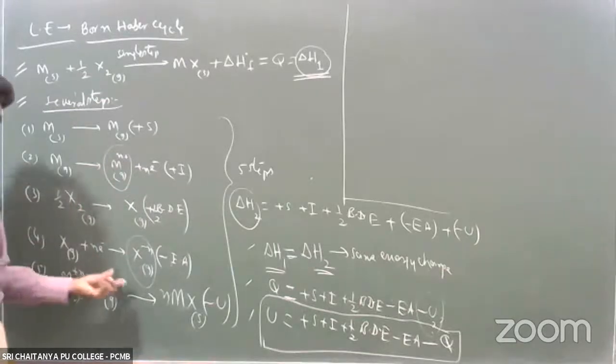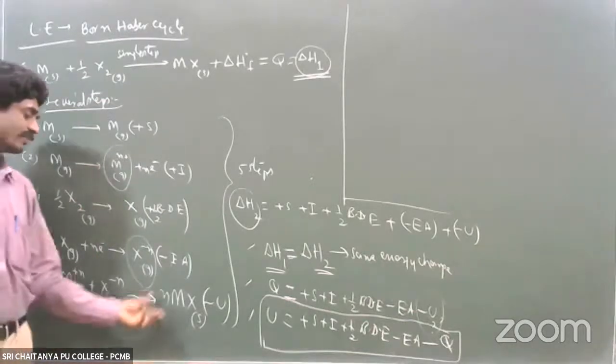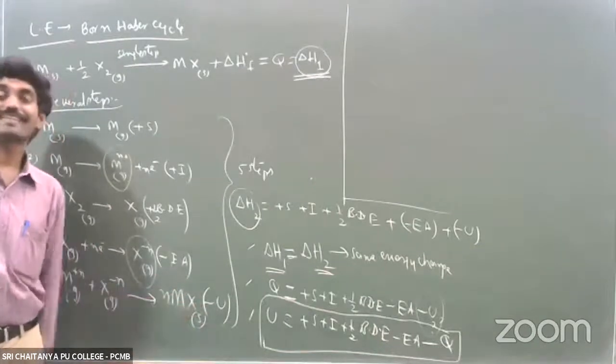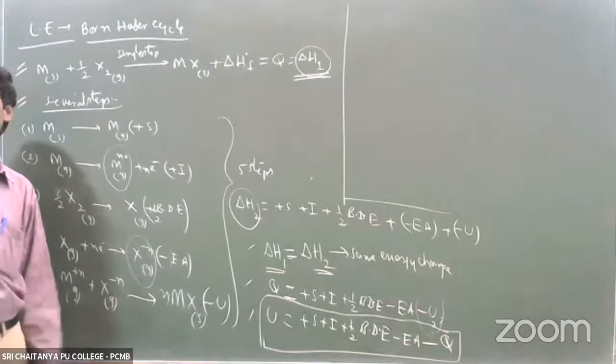Now a stable metal cation is combined with a stable non-metal anion. Then you get 1 mole of solid crystal lattice. During that, the released energy is called lattice energy.